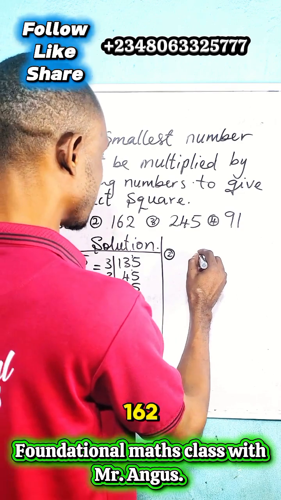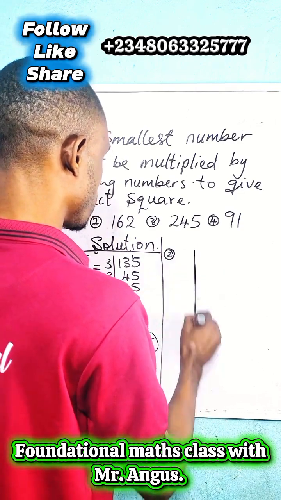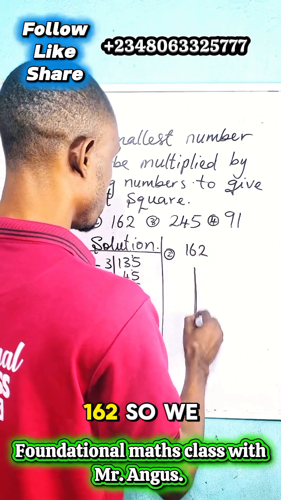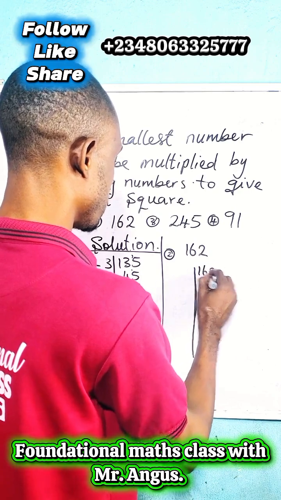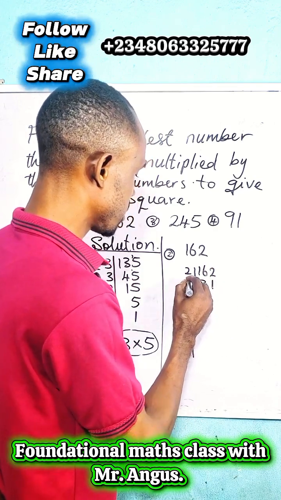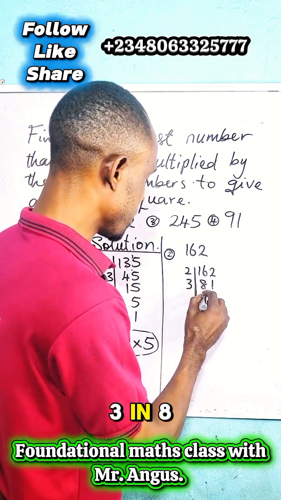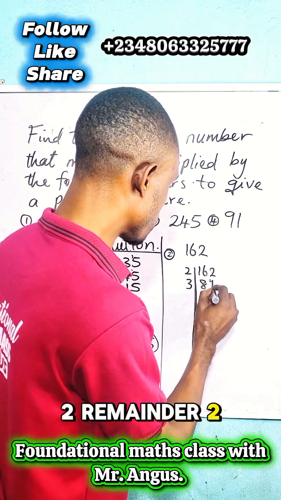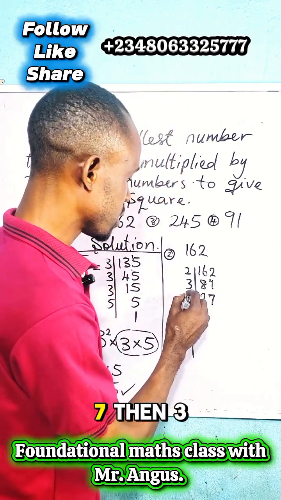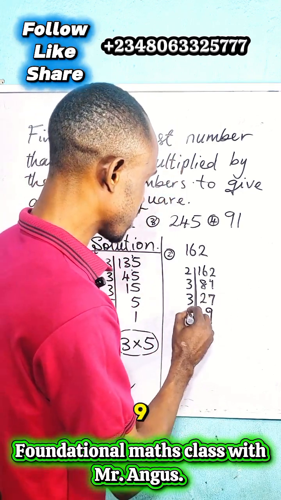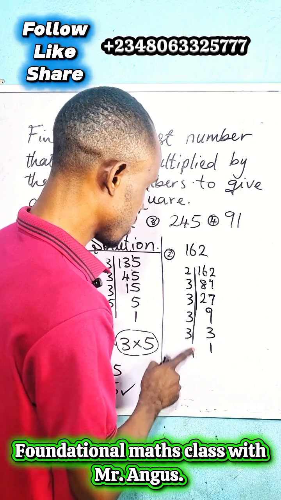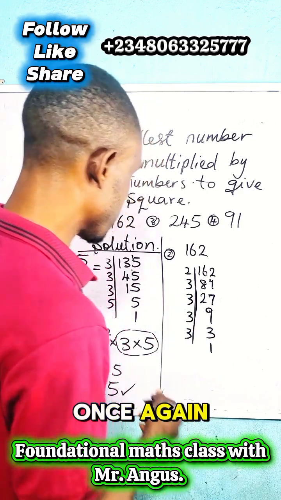we also have 162. So we divide. 2 can divide this to give us 81. When 3 divides 8 it will give us 2, remainder 2. 3 in 21 will give us 7. Then 3 in 27 is 9. 3 in 9 will give us 3. And then 3 in 3, 1. So let us also get this once again.